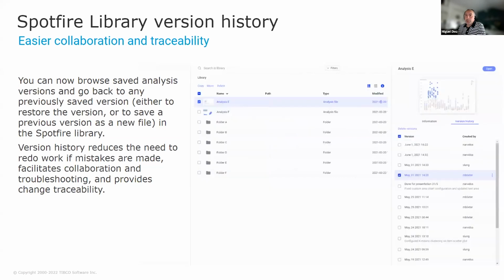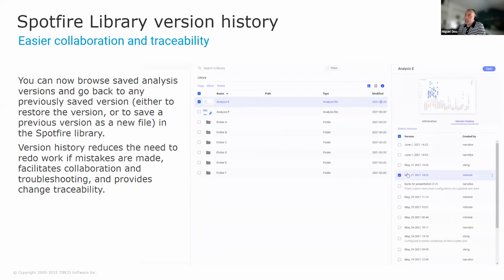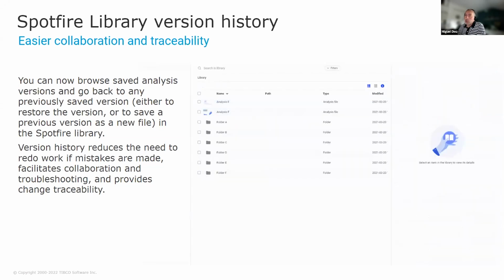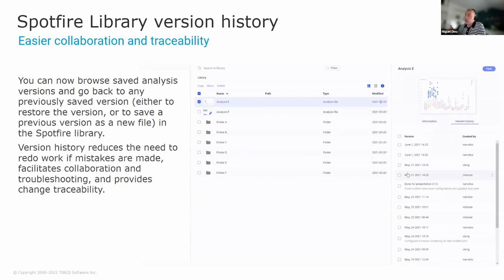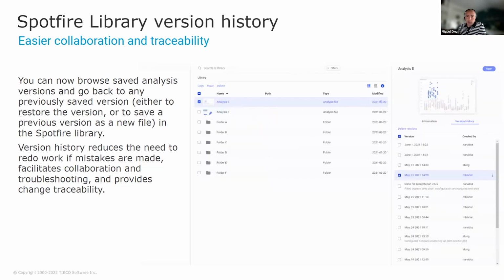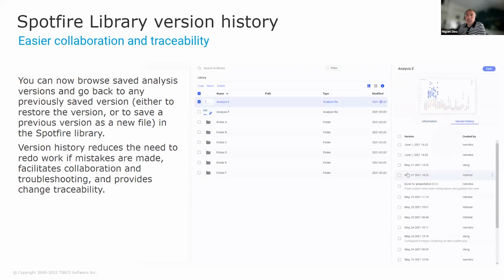For new installations, library version history is enabled by default, and a new version is created every time a file is updated in the library. Version history is available not only for the analysis files, but also for all visible Spotfire library items, like data sources, data functions, color schemes, SVDF files, you name it, and mods also. As an administrator, you can disable, if you want, version history entirely or for certain item types only.